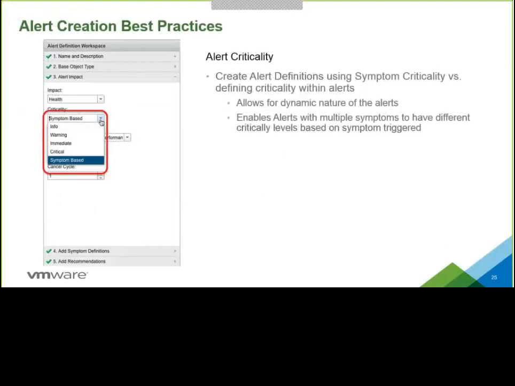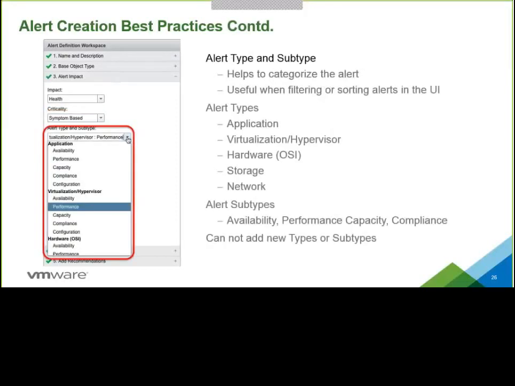So some of the other best practices, apart from the text which I just gave you, is use symptom-based, as I told you before, instead of using a specific level. So if your symptoms have different indicators of being information, warning, immediate, or critical, then use them and have the alert definition as symptom-based. Make sure you have the right category.